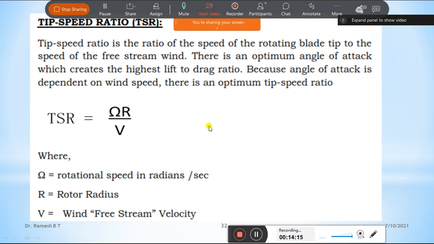R is the rotor radius or rotor diameter. If you want, you can consider diameter or radius, no problem. And V is the wind speed. It's the wind free stream speed. Okay, so by using this equation, we can find out the tip speed ratio.